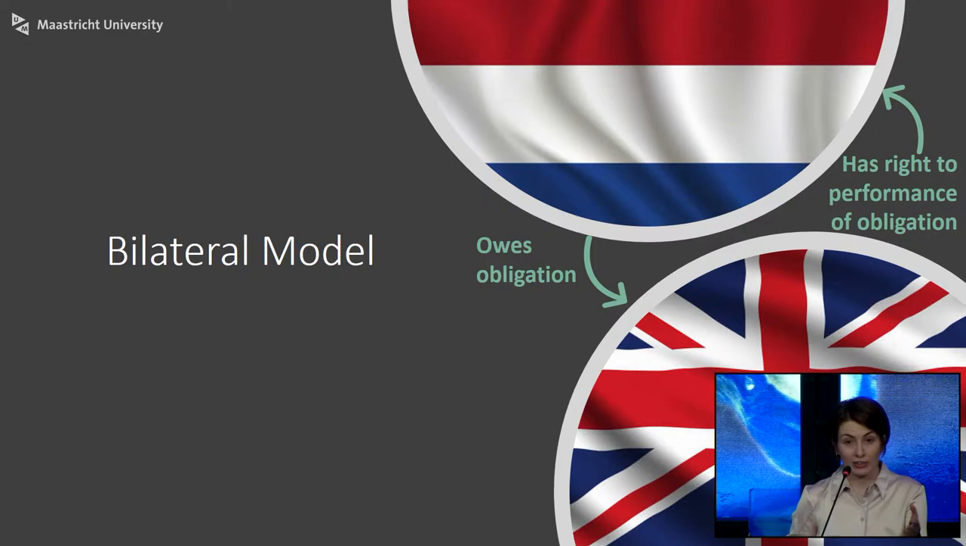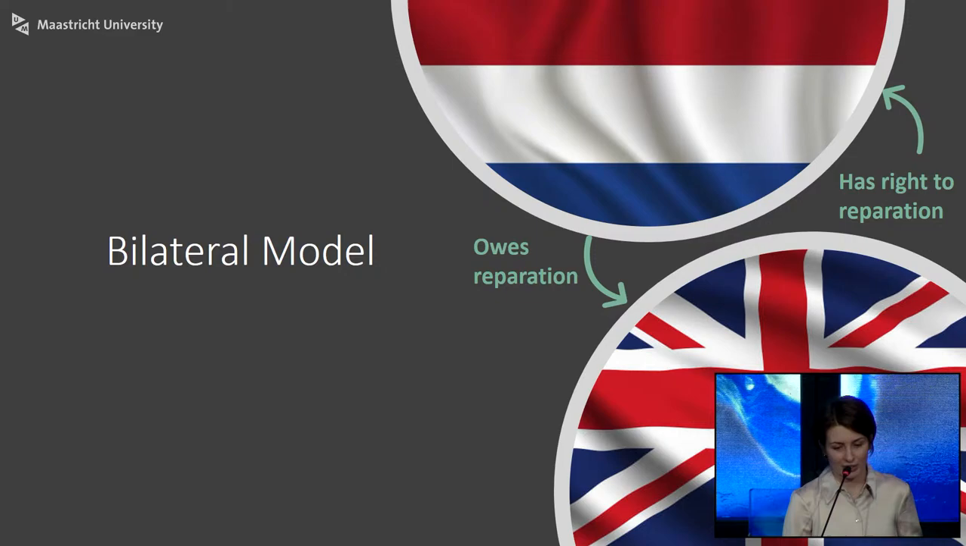If the Netherlands were to breach that obligation, this would translate into a bilateral model of responsibility. The Netherlands, in violating the obligation owed towards the UK, would cause the UK injury. As an injured state, the UK would then have a right to invoke the responsibility of the Netherlands. That usually just means bringing proceedings before an international court or tribunal. It would have a right to reparation. So the UK would have a right to reparation from the Netherlands, and the Netherlands would have a corresponding obligation to make reparation towards the UK.